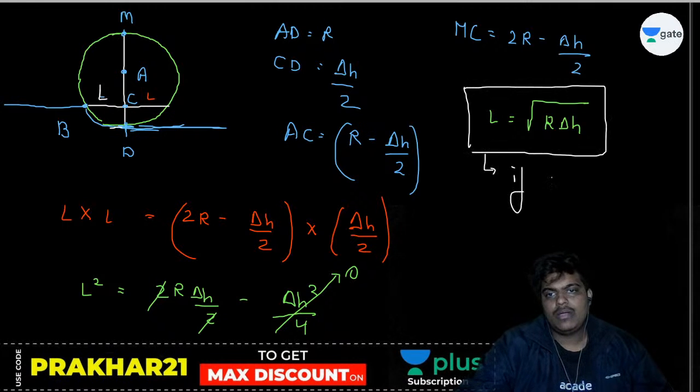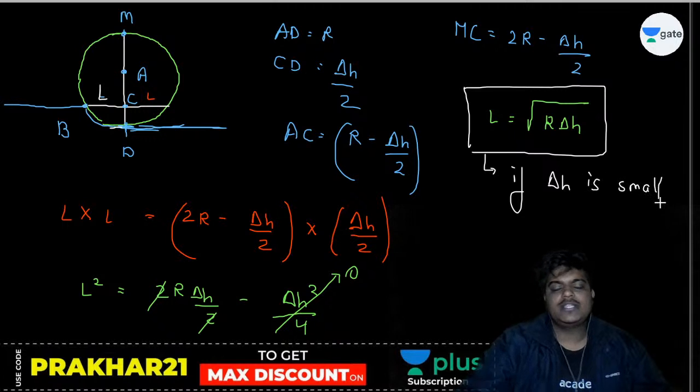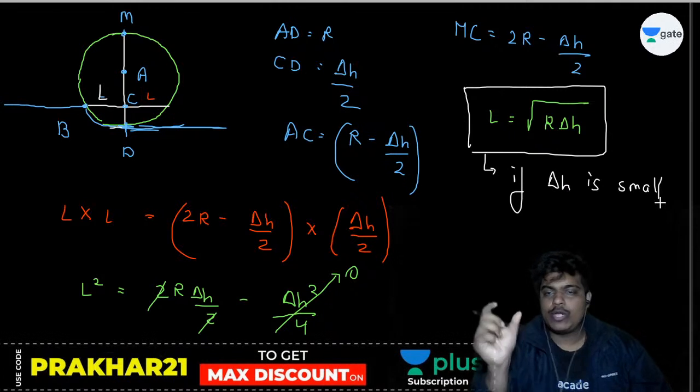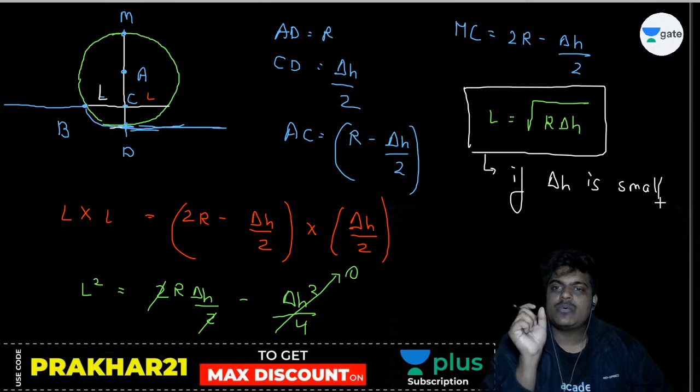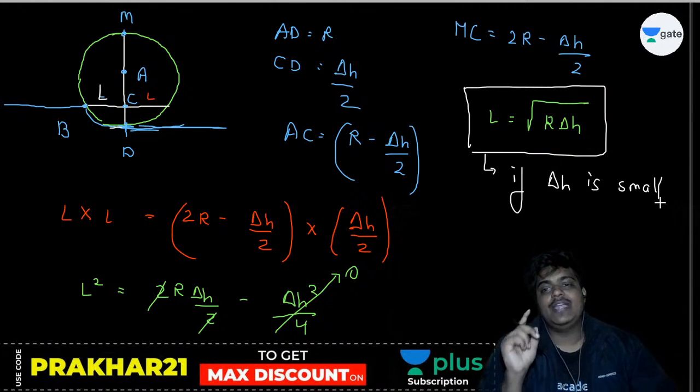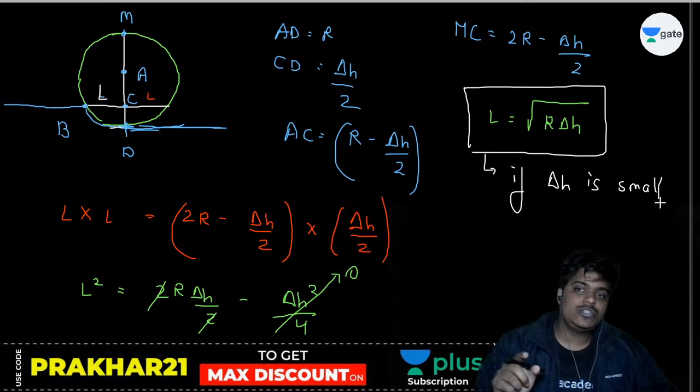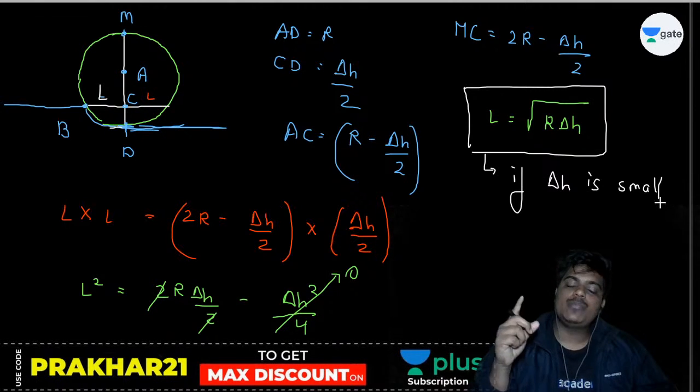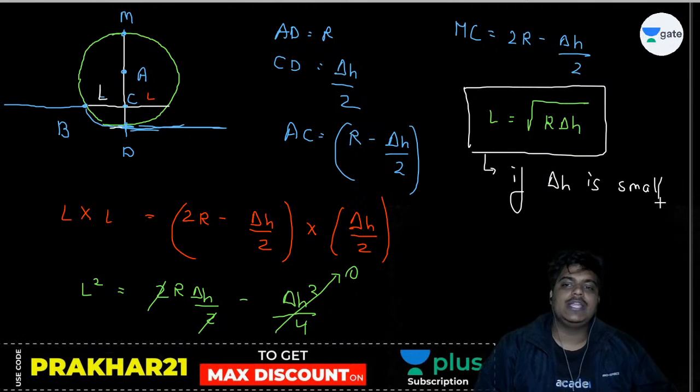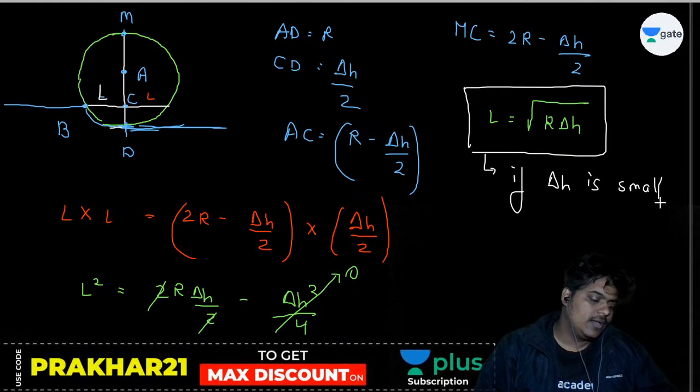If del H is small. Is it clear? This formula of contact length is equal to root over R del H. Contact length is BC. BC is equal to root over R del H will be only valid when del H is small. If del H is not small, then the contact length will be BD. It is equal to R theta. Is it clear? It will be equal to R theta. लिख लो.